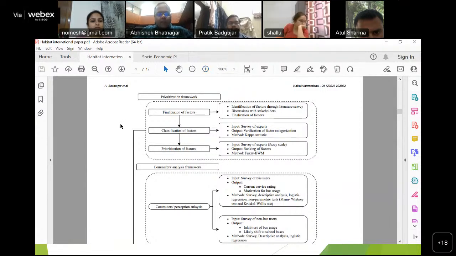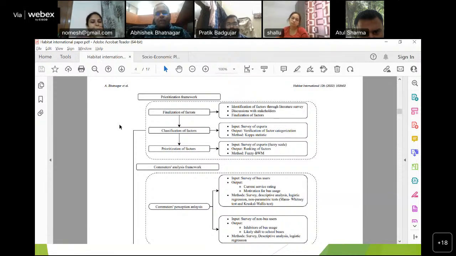Fine. So in this paper, we developed 2 frameworks. One is the prioritizing of factors, and another is analyzing commuters' perception. So in the prioritization framework, the overall gist was to have an experts survey to understand what factors actually affect school bus usage. So first, through the literature review, you have to finalize the factors. Then you have to classify them into different categories. This is methodology specific, and then you have to prioritize.